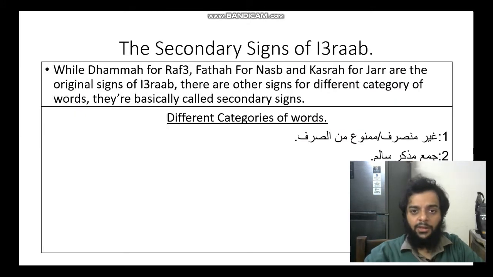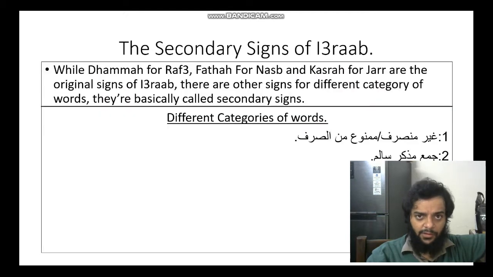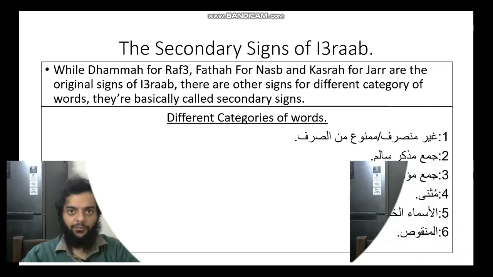As you can see I wrote something in English. While dhamma for rafa, fatha for nasab and kasra for jar are the original signs of i'rab, there are other signs for different categories of words. They are basically called secondary signs. So these are the original types of words, but there are some different categories of words which behave totally different. Inshallah I will try to give you examples of this.